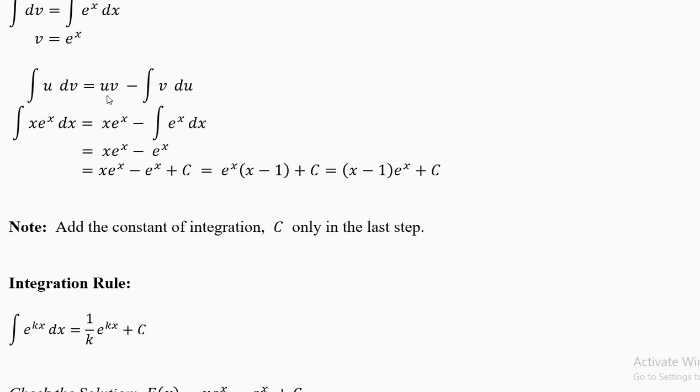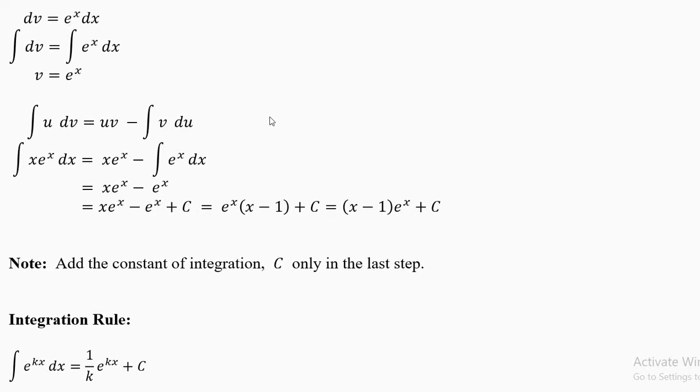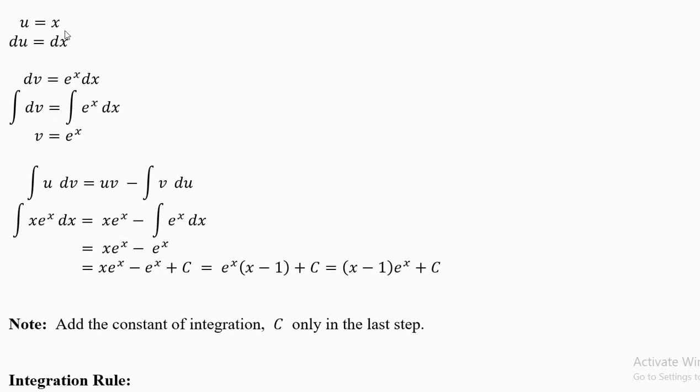So integral u dv equal to uv minus integral v du. U was chosen to be x, so write x, and v equal to e power x, x e power x. Now this v comes two times, once outside the integral and once inside the integral, and they are connected by this minus in the formula. So just remember it is uv minus integral v du.